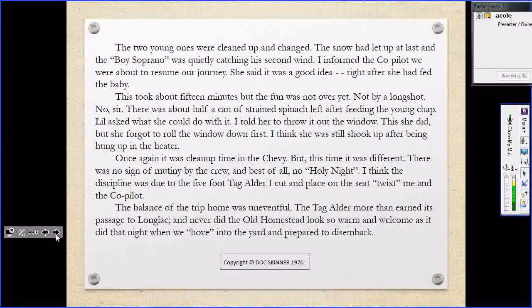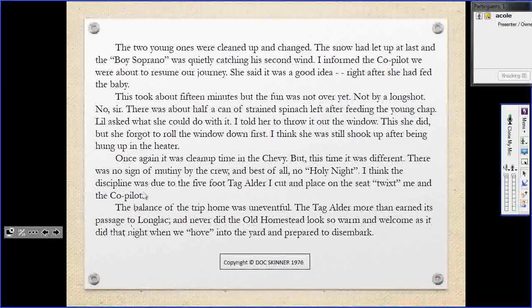No, sir. There was about half a can of strained spinach left after feeding the young chap. Lil asked what she could do with it. I told her to throw it out the window. This she did, but she forgot to roll the window down first. I think she was still shook up after being hung up in the heater.